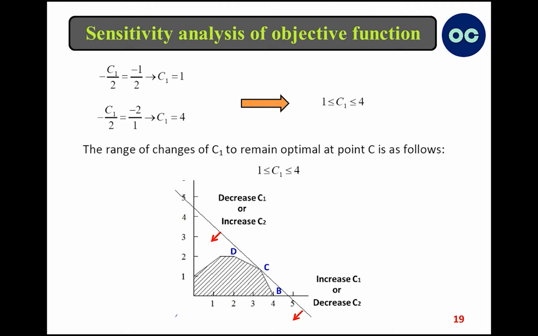When C1 is equal to 1, the optimal solution will be either point C or D. We have multiple optimal solutions. If the value of C1 decreases below 1, the optimal solution shifts to point D. Similarly, it holds for C1 being equal to or greater than 4. If C1 exceeds 4, the optimal solution shifts to point B.